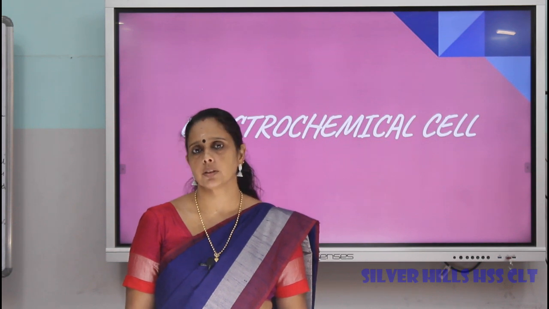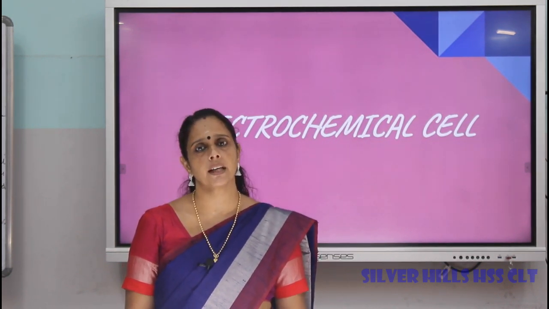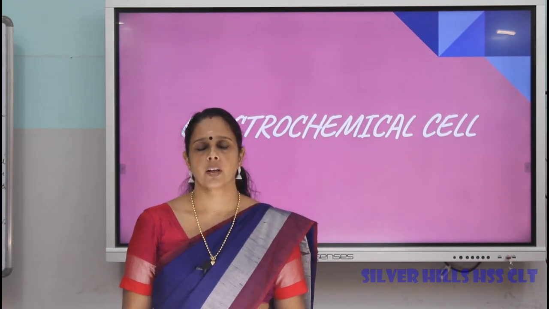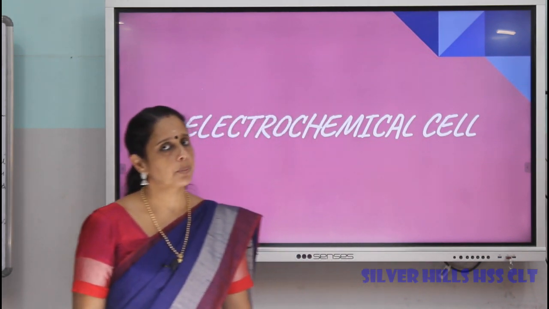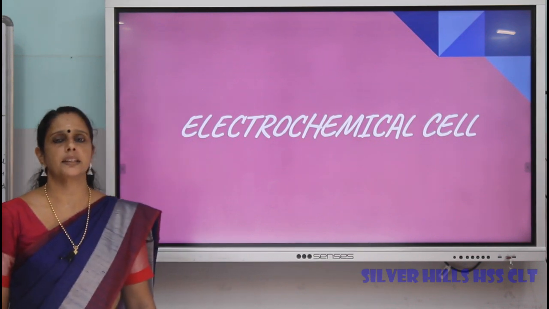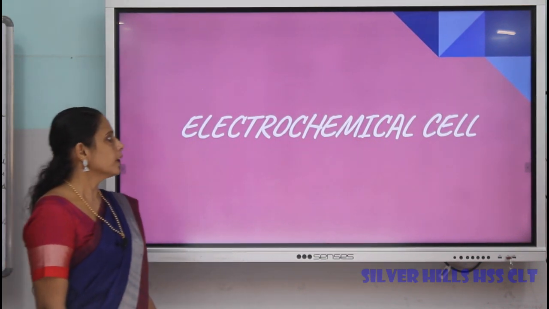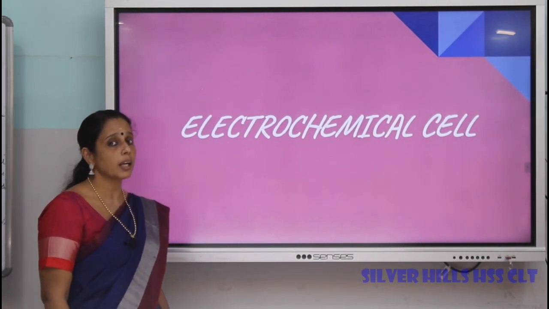I am dealing with the topic electrochemical cell, which is in the third chapter, Electrochemistry. Electrochemical cells are devices used for the production of electricity by the chemical change taking place inside the cell. Electrochemical cells are also known as galvanic cells.